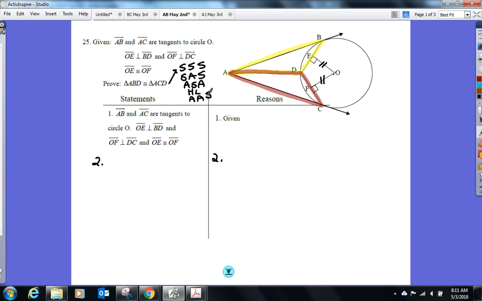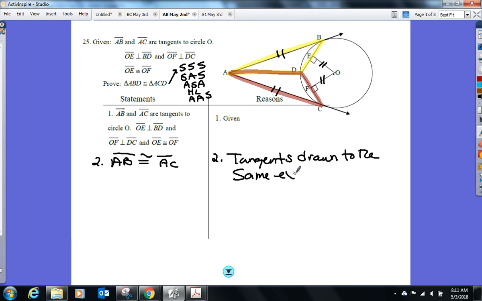Okay, anybody got anything here for me? Let's go, Rose. What do you got for me? Thank you. I respect that, Rose, because you didn't take the easy way out right off the bat. AB congruent to AC. Tangents drawn to the same external point are congruent. Yep, little party hat theorem. Rose got you a pair of sides. Let's roll. Frank?